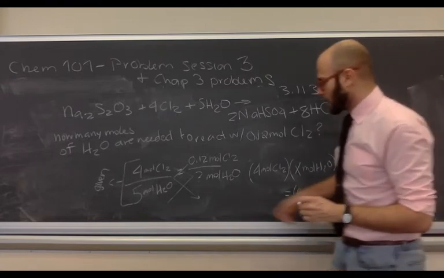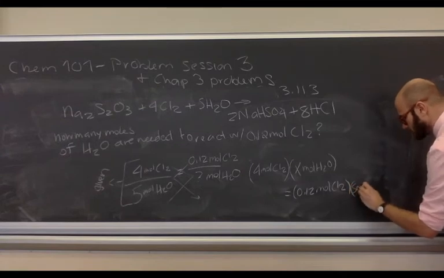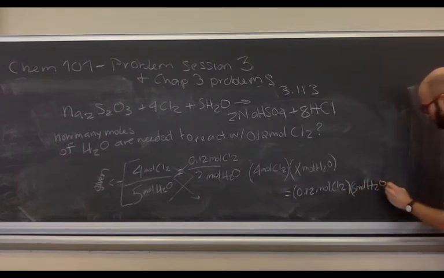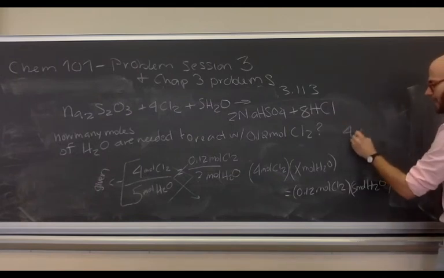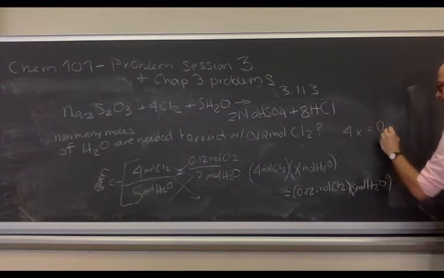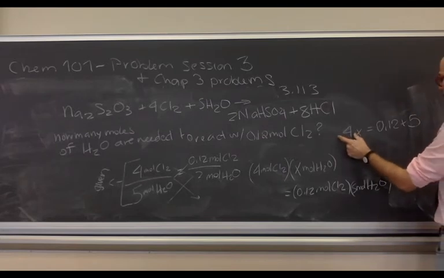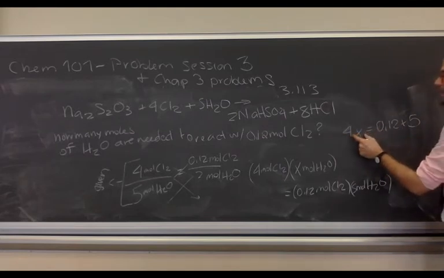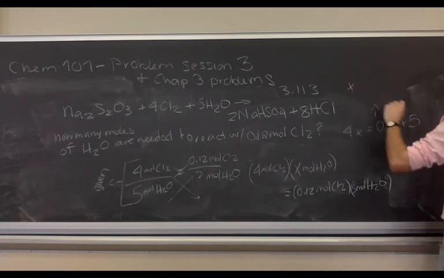And then if I have room, I will also put the 5 moles H2O. And so let's just see what that math comes down to, right? It's just 4x, in this case, equals 0.12 times 5. And you can see, right, there's some sort of balance going on here. You have the amount of the chlorine, the amount of the chlorine, the amount of the water, the amount of the water. And we'll find that this plays in a lot in Chapter 4 as well when we talk about dilutions.